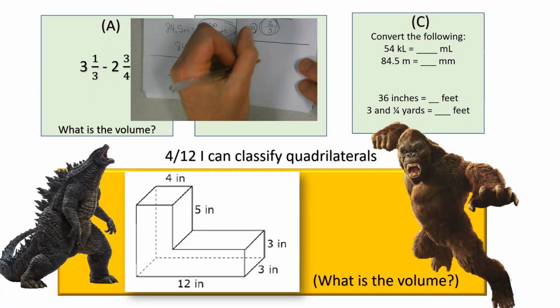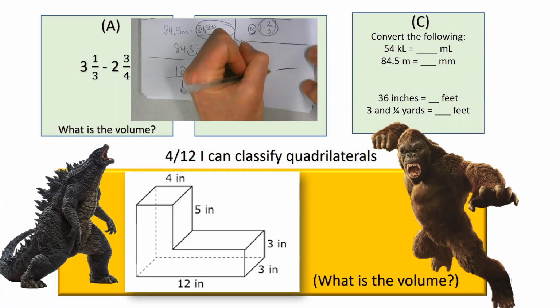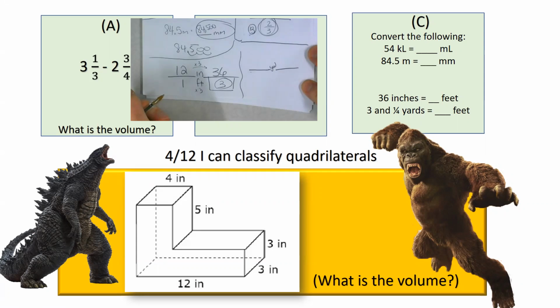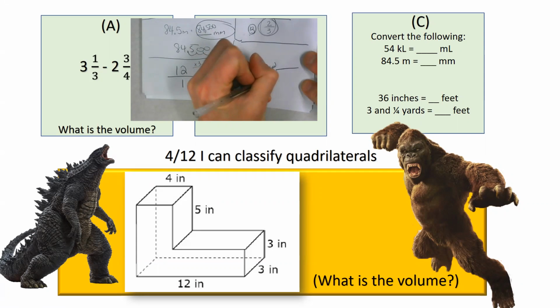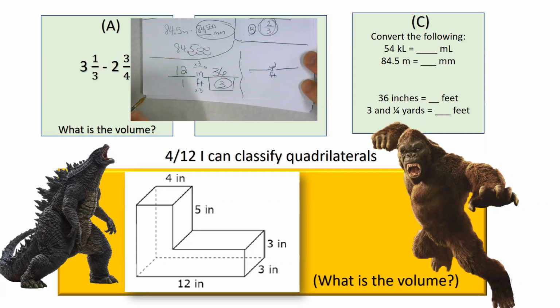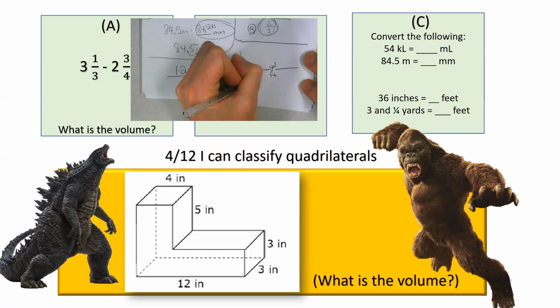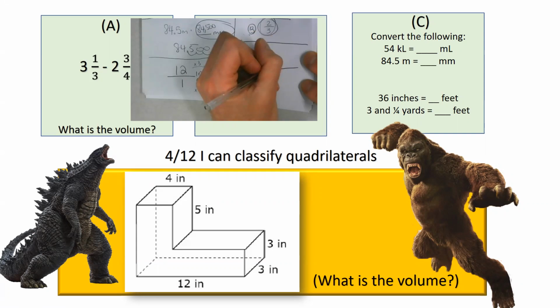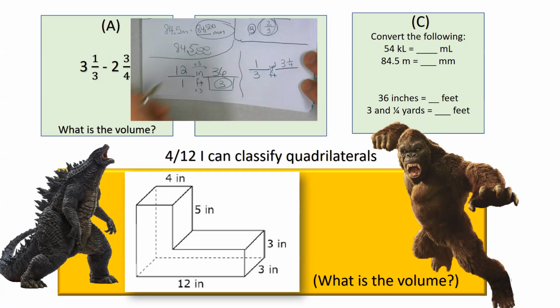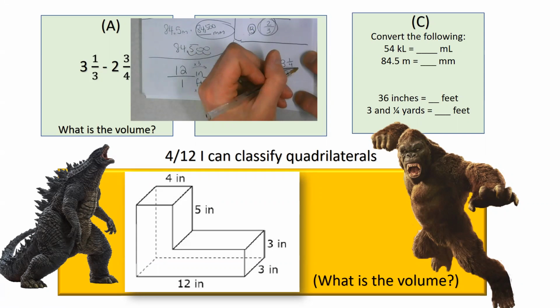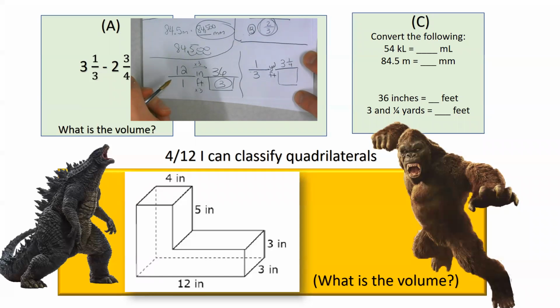We have 3 1/4 yards, and we're going to convert to feet. What do I know? I know that there's 3 feet in 1 yard. And I also know right now I have 3 1/4. I need to figure out how many feet that is. Well, how many ones do I have?